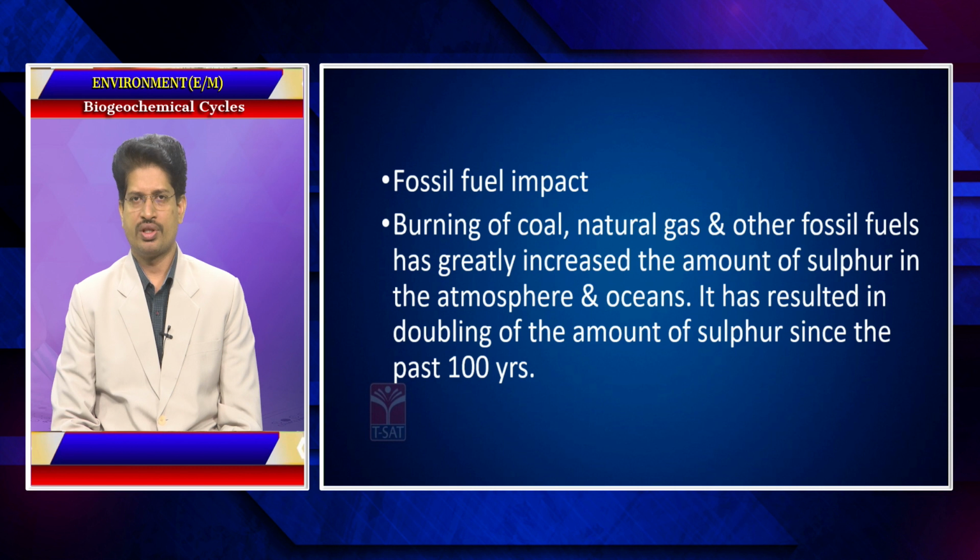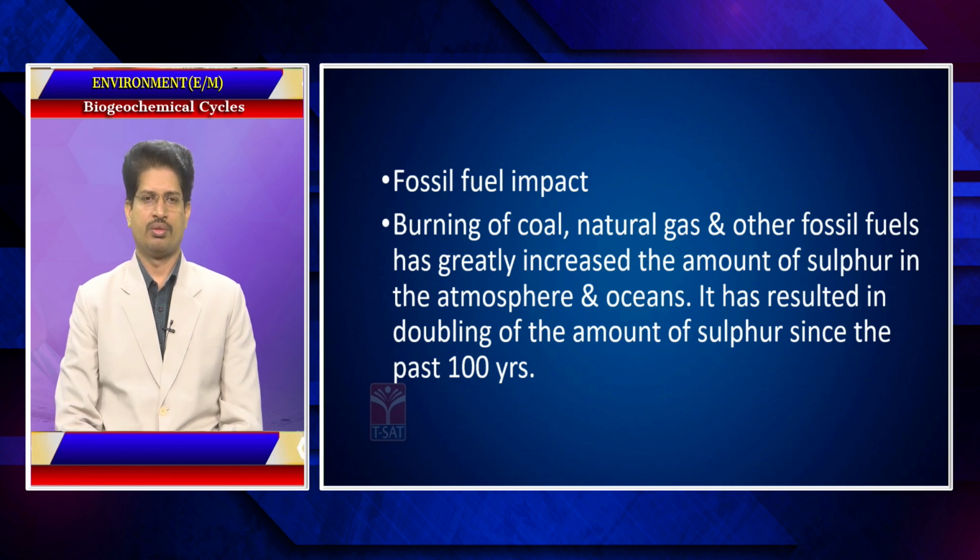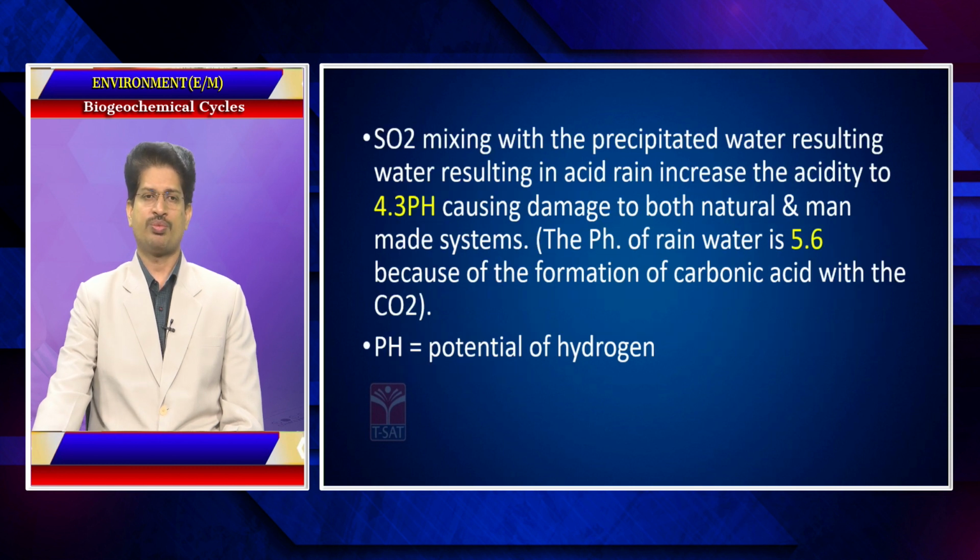The calcium phosphate in the bones. So, fossil fuel impact. Burning of coal, natural gas and other fossil fuels has greatly increased the amount of sulfur in the atmosphere and oceans. It has resulted in the doubling of the amount of sulfur in the past 100 years, which is responsible for acid rain. This is responsible for releasing sulfur dioxide, leading to the formation of sulfuric acid, leading to acid rain.